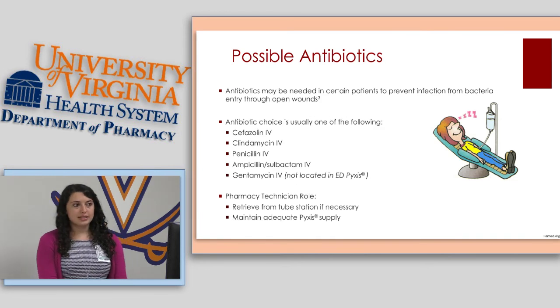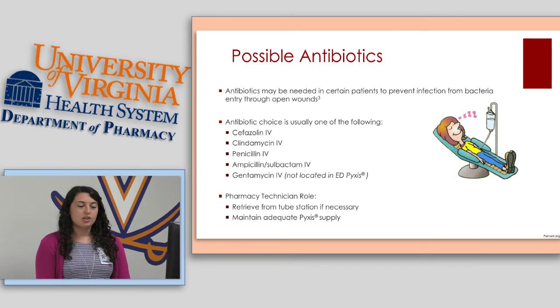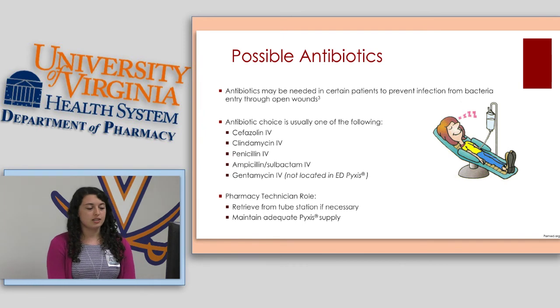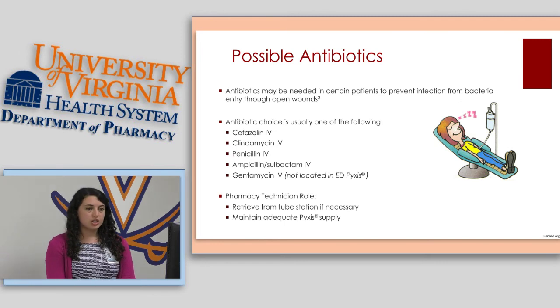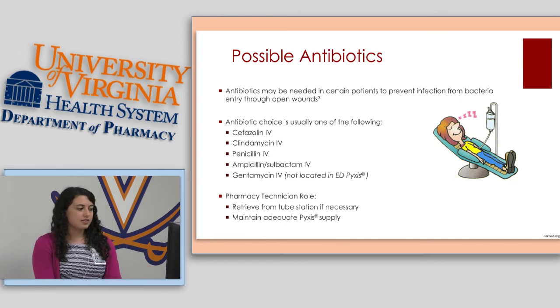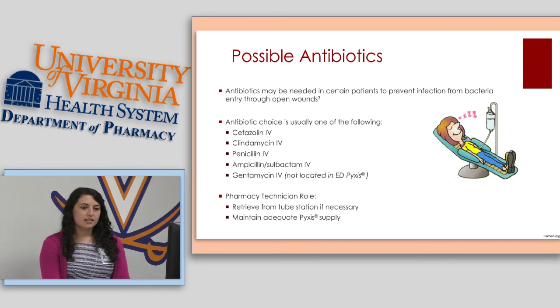And lastly, another medication we might need for a trauma patient is antibiotics. Depending on what happened to them, if they have any type of open wound from the trauma, that's a good place for bacteria to enter the body, and this can lead to infection. So if an antibiotic is needed, usually we would use what you see below: cefazolin, clindamycin, penicillin, ampicillin-sulbactam or Unasyn, and gentamicin.